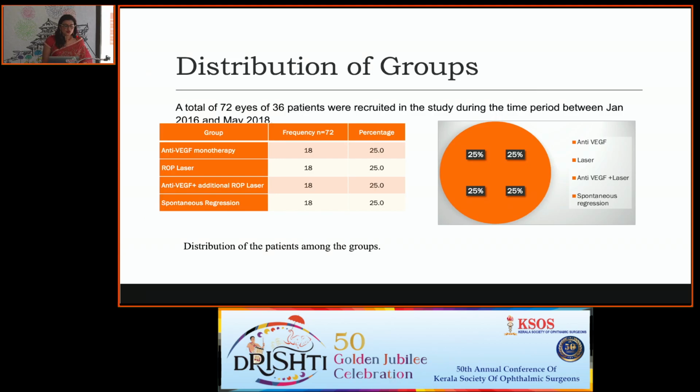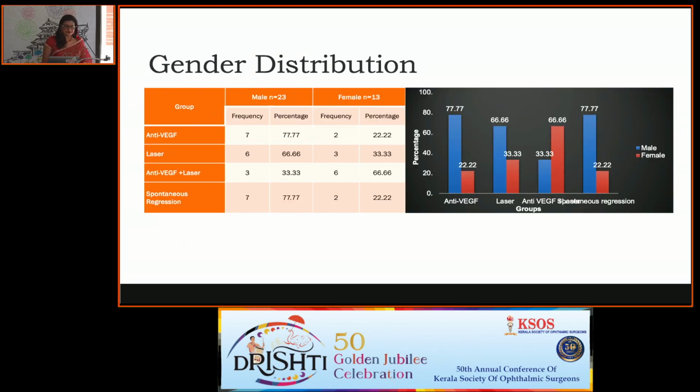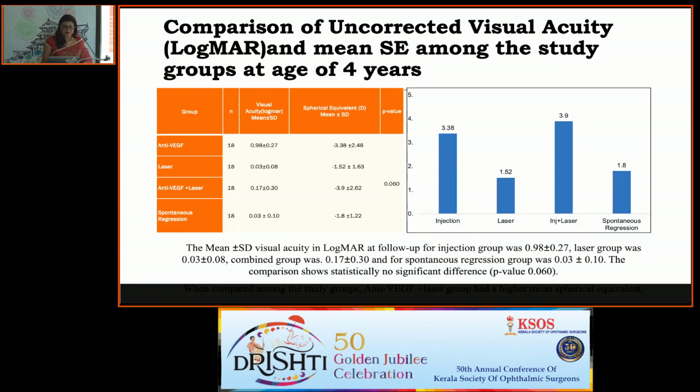For the distribution of groups, there were 72 eyes of 36 patients, and they were divided into 4 groups. Ones that had anti-VEGF monotherapy, which vascularized fully after anti-VEGF and did not need laser; ROP laser alone; anti-VEGF plus additional ROP laser; and spontaneous regression. And we had 18 patients in each of these groups. The gender distribution you can see in all the groups, and generally we had more male babies than female babies.